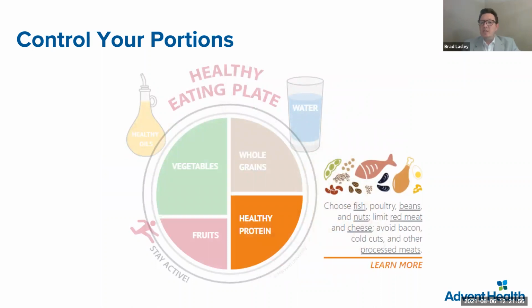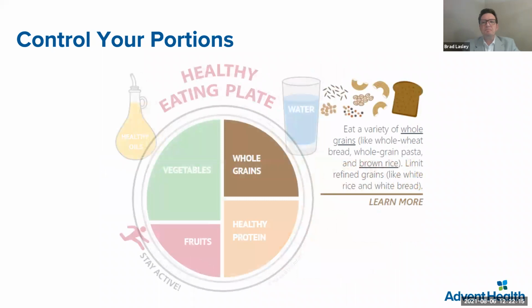Healthy proteins, fish, poultry, beans, nuts, those are all things that we promote. Again, grilled, baked, broiled. Red meats and cheese, you want to limit those, okay? Again, high in saturated fats. Avoid bacon, cold cuts, or other processed meats completely is the recommendation. When we talk about whole grains, eating a variety of whole grains is good. Whole wheat bread, whole grain pasta, brown rice.